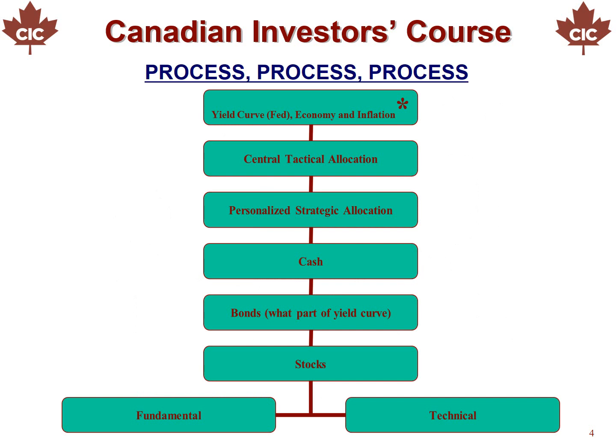Anyway, what this commentary is about is process. The first part of the process is looking at each step, one point at a time. So look at the yield curve, the economy, and inflation. Decide on your central tactical allocation. From there, look at your personalized strategic allocation.